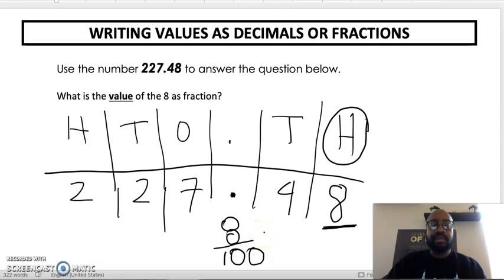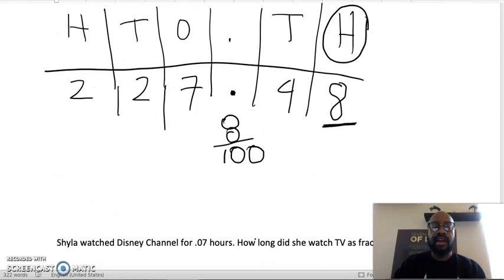I have to remember to draw and label my place value charts. I should not just be looking at a number and then saying, oh, that number looks like this. Nope, go through all of the steps to make sure you are using each step correctly to lead you to the right answer. Because the 8 is in the hundredths place, this fraction is 8 hundredths. Let's look at our next problem.